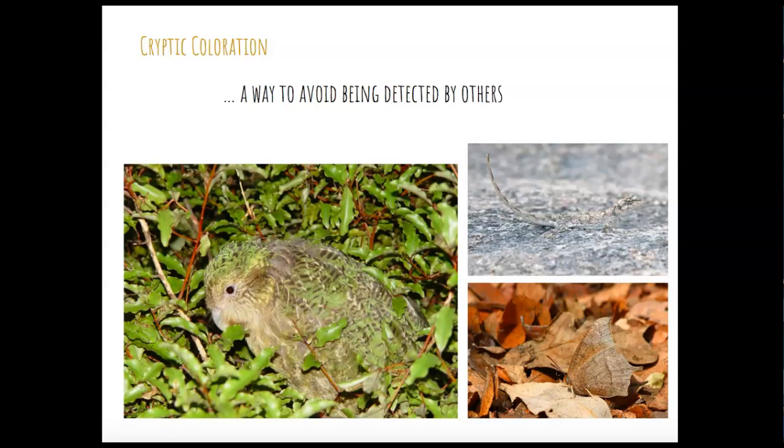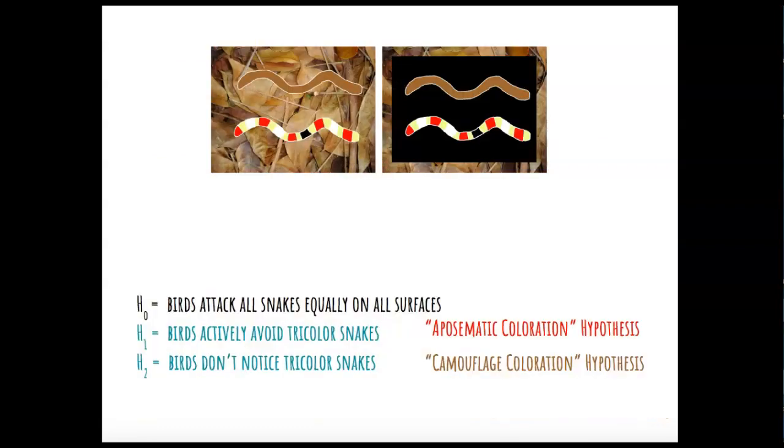So cryptic coloration is essentially camouflage, and it's the opposite end of the spectrum from aposematic coloration, which is bright colors that say, don't eat me, I don't taste good. Camouflage is cryptic coloration, and that is a way for a prey item to hide and avoid detection instead of using chemicals or physical defenses to keep predators from trying to consume them.